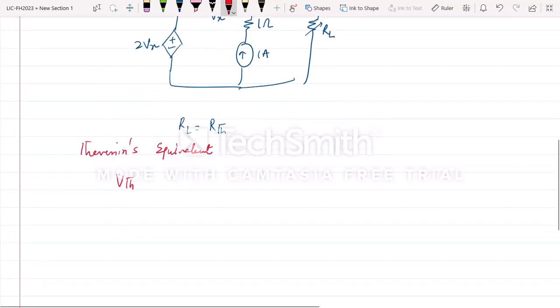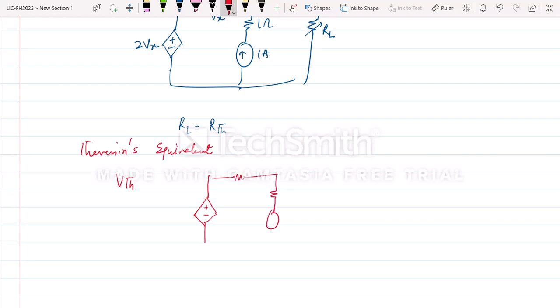Now for the first step, finding VTH, we have to open the RL terminal. So when we open the RL terminal, it looks like this. And this is not a resistor, this is a voltage here of 2 volts. This is 1 ohm, this is 1 ampere, this is 1 ohm with plus and minus Vx, and this is 2Vx. Now we have to find VTH, that is this voltage, plus minus VTH. Right? So we have to find this voltage.